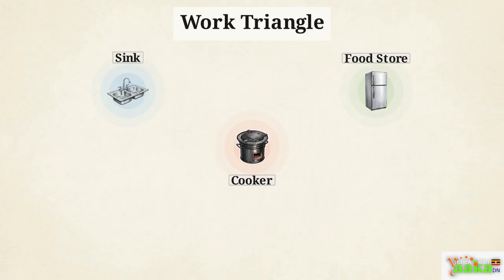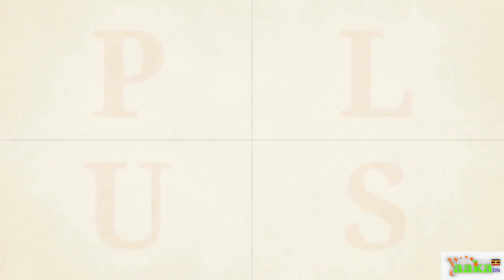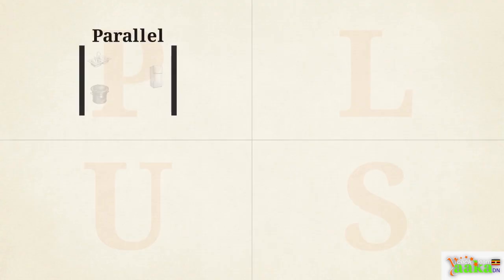This triangle is designed to minimize walking distance while keeping the hot zone around the cooker clear of cross-traffic. A tight, unobstructed path between these 3 points is the primary metric of a successful kitchen design. The architectural shape of the room dictates how you arrange these stations. We use the acronym PLUS to remember the 4 standard floor plans.